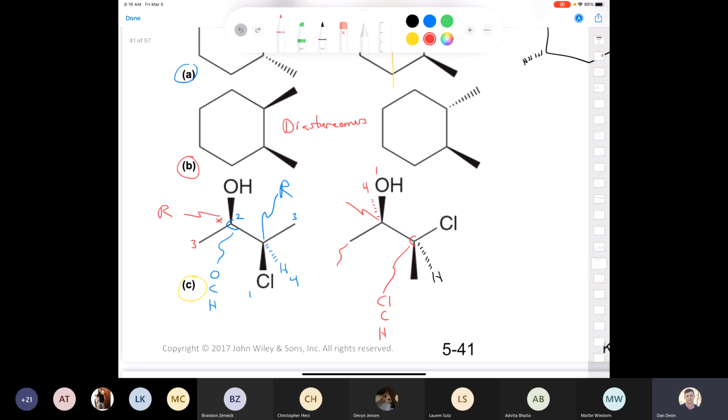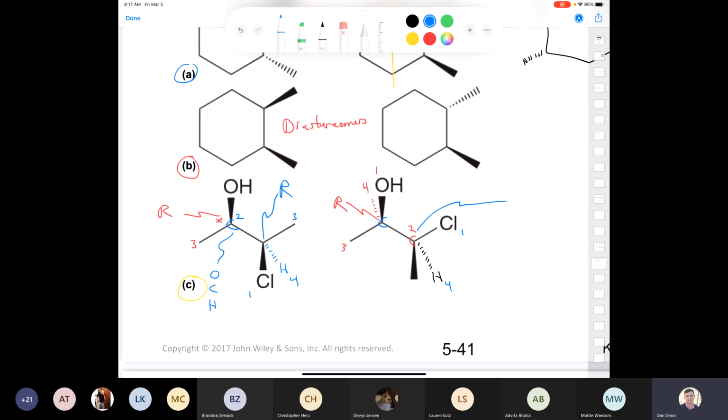So let me delete some of that. Okay. There we go. So this will be second highest priority. This is third highest priority, going like this, clockwise. This stereocenter is R. And if we look at this stereocenter here, we go from the chlorine, which is highest priority. The hydrogen is the lowest priority.